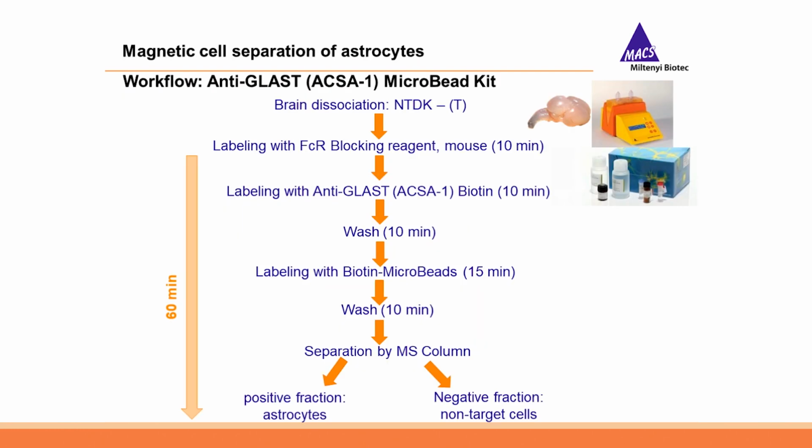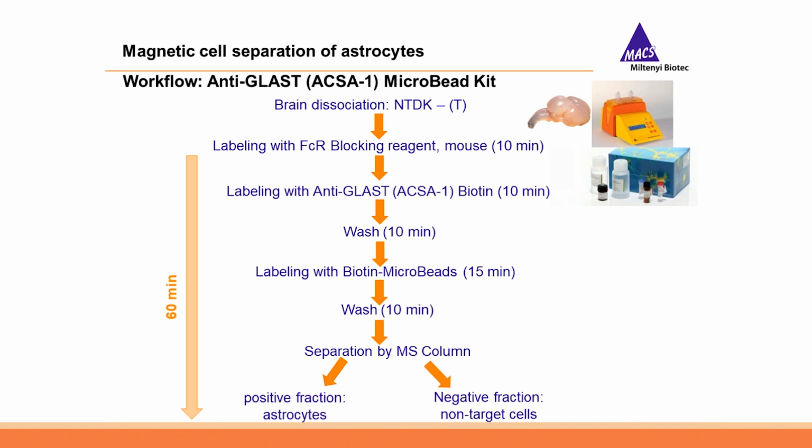The workflow for the Anti-GLAST ACSA-1 MicroBead Kit looks like this. So you have to dissociate your brain with the Neural Tissue Dissociation Kit. After that, labeling with the FcR Blocking Reagent is performed to prevent any unspecific binding to the Fc receptor. Afterwards, you label with the Anti-GLAST biotin conjugate. Then you perform a washing step, and then the labeling with the Anti-Biotin MicroBeads is performed. So this is an indirect labeling. And after another washing step, you separate the cells with an MS Column, and you find your positively enriched astrocytes in the positive fraction. So this process takes about an hour.